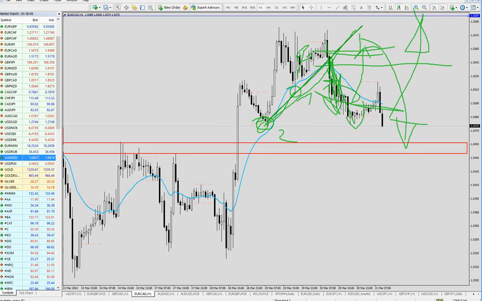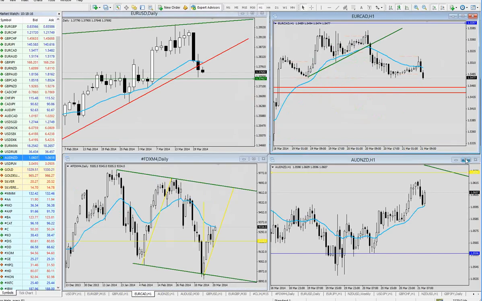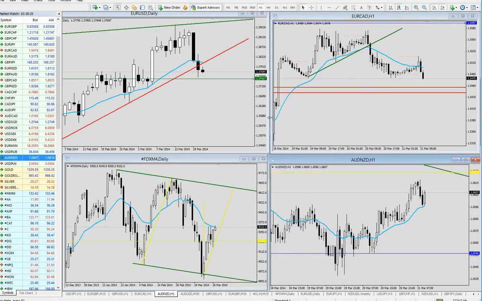So I don't know what's going to happen, but for sure there is another thing I'm going to watch during the day. And please take a look, we have the action on Aussie Kiwi. So we are going toward the resistance, so let's see what's going to happen here. Another important and nice thing is Euro Aussie.